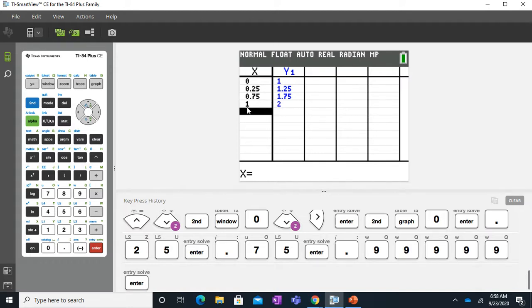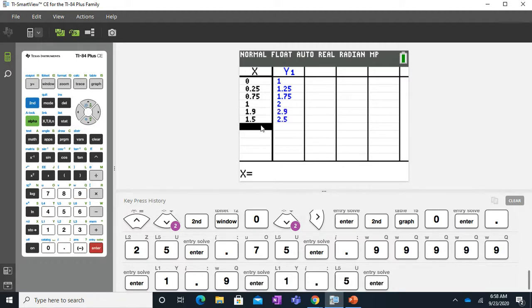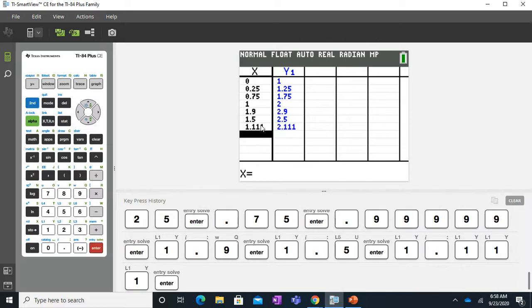Let's say that I wanted to approach it from some higher value. So again, slightly bigger than 1. So let's say that I wanted to do 1.9. Let's say I wanted to do 1.5. Let's say I wanted to do 1.11. As I'm getting closer and closer to the magic x value of 1, the y values are getting closer and closer to 2.